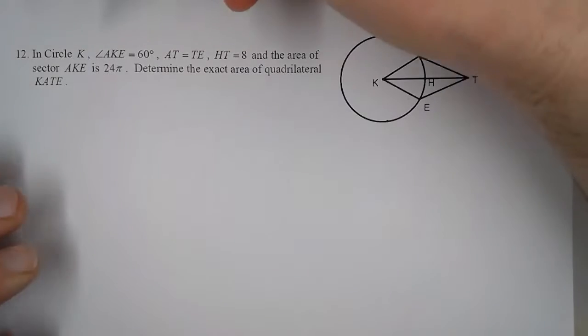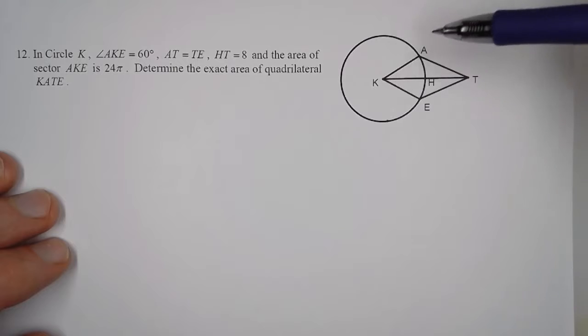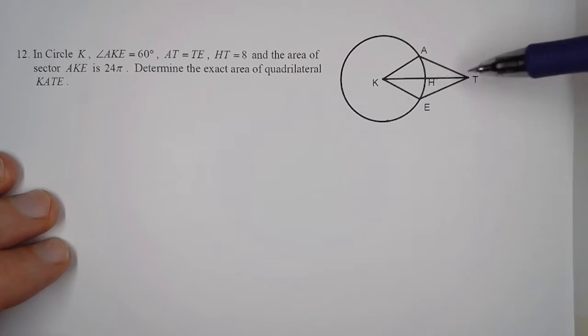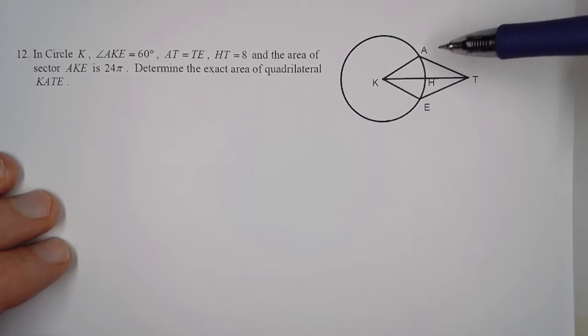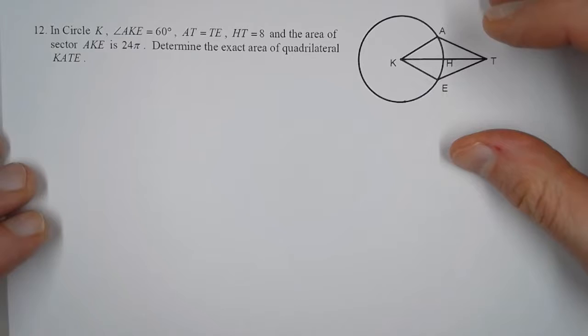So in this problem, we're given circle K, and angle AKE is 60 degrees. AT and TE are equal in length, and HT is 8. And the area of sector AKE is 24 pi. We want to determine the exact area of quadrilateral KATE.